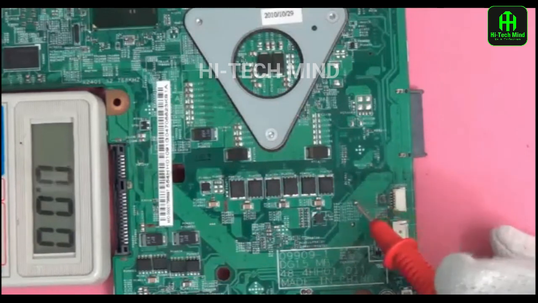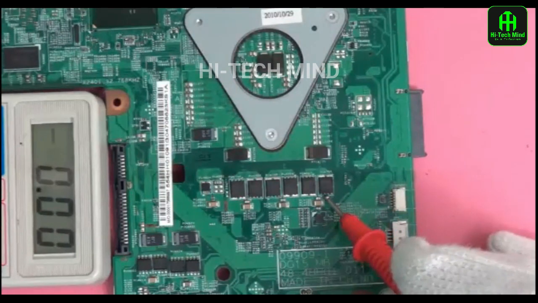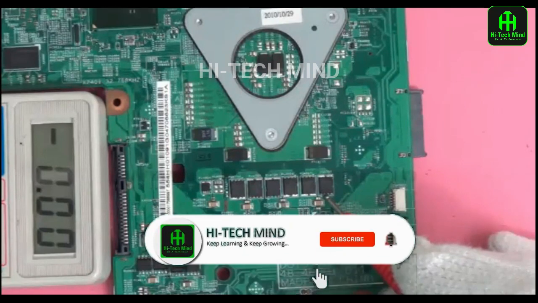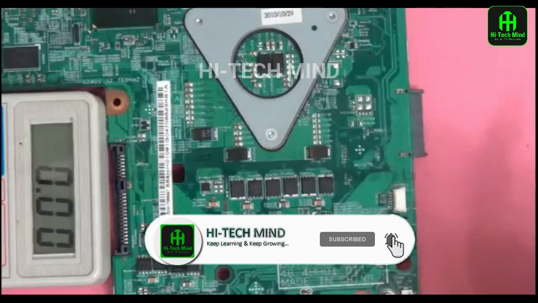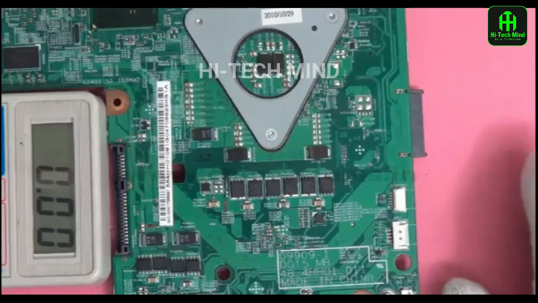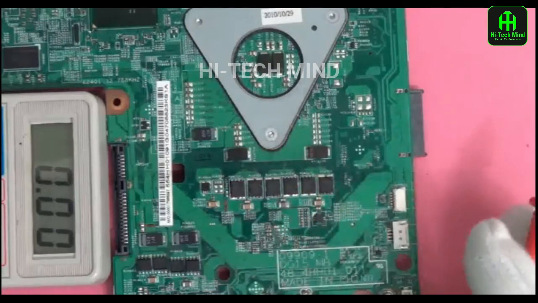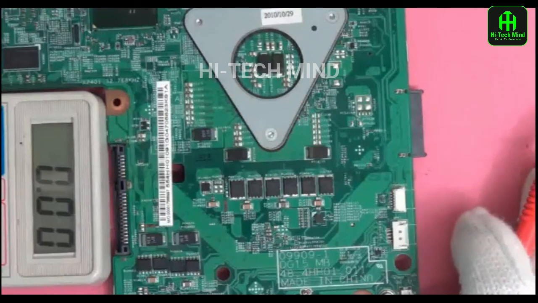Next, I am checking the lower MOSFET source voltage. Now watch the multimeter. Reading shows 0. That means the lower MOSFET source is ground. The lower MOSFET source connects to earth, that is default. If the upper MOSFET and lower MOSFET get shorted, after switching on the motherboard, the fan runs continuously and goes off suddenly. If the capacitor gets damaged, this is the output capacitor, if any damage, a restarting problem or display problem will come.